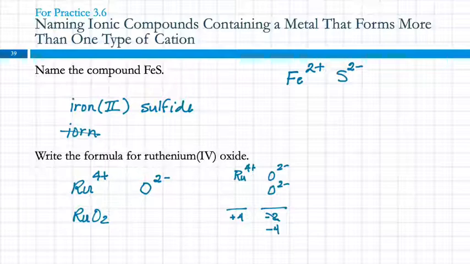This is one where if you do the crisscross thing, you could get into trouble. If you crisscross, you'll end up with Ru2O4. And then you have to look at that and say, but that's not the lowest ratio. I need to simplify that. It's RuO2. Questions?